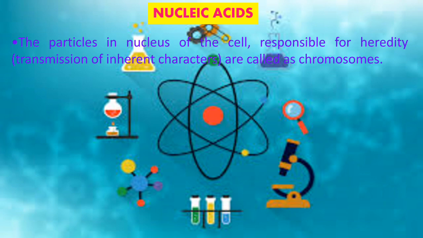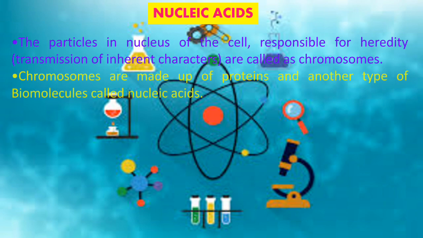Those particles present in the nucleus are called chromosomes. And these chromosomes are made up of proteins as well as another type of biomolecule. So that biomolecule is nucleic acids. That means chromosome is made up of proteins and nucleic acids.